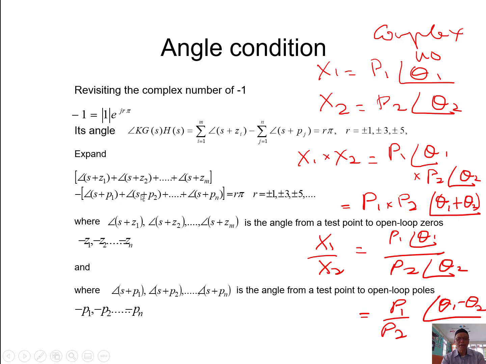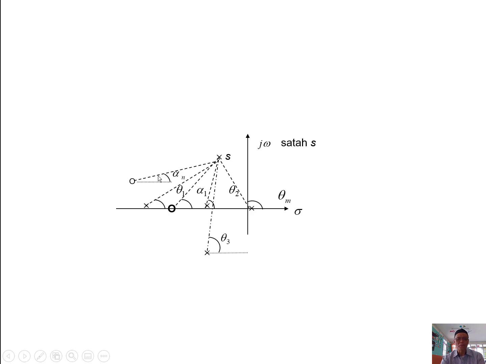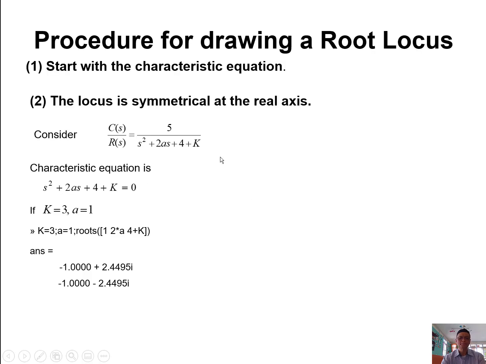So recall back, that's why you have the sum of angles for the zeros and the sum of angles of the poles. If you rearrange, this will give a value of Rπ, which is the angle condition, alpha 1, alpha 2, where alpha is the angle from the zeros to the test point, and theta is the angle from the poles to the test point. Okay, now we go into the procedure for drawing a root locus.